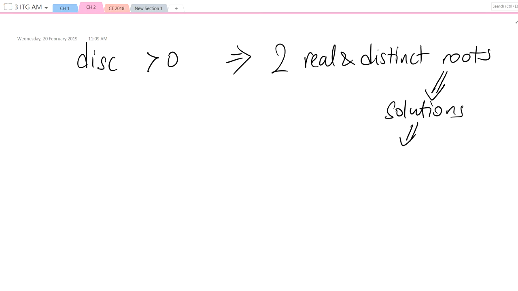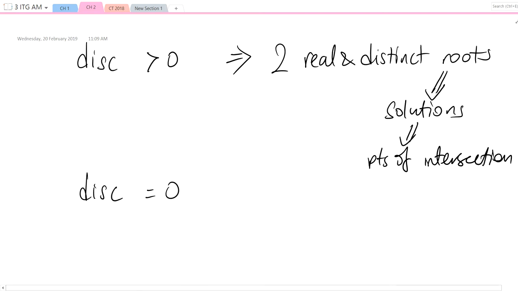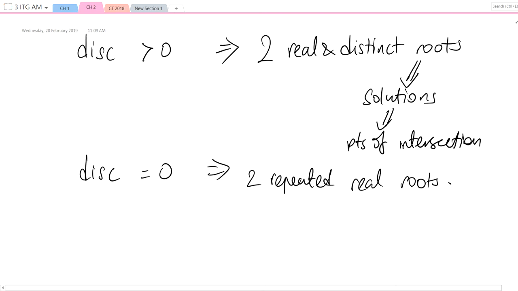And they are also, as we have shown over here, points of intersection, right? Okay. What happens when discriminant equals 0? What does this mean? Two repeated real roots. Okay? So again, roots will be our solutions, which is our points of intersection.